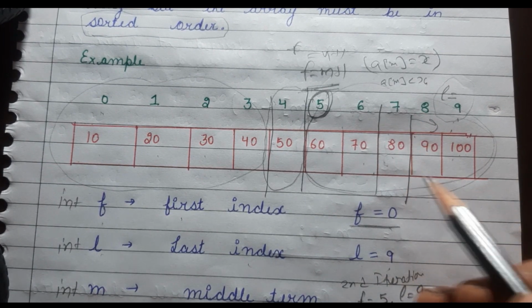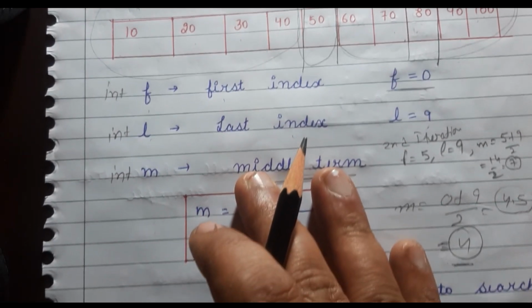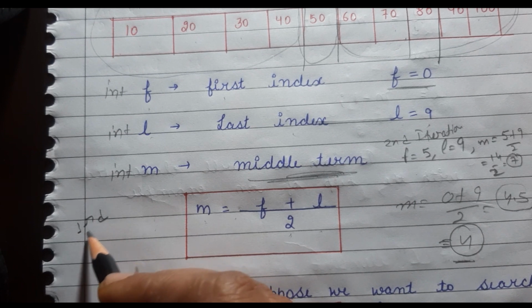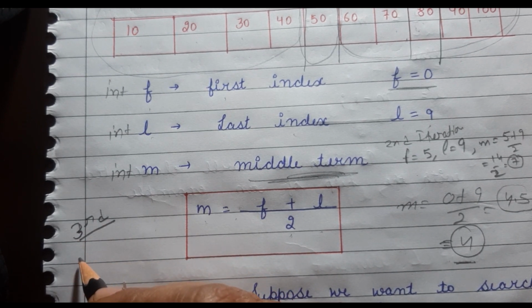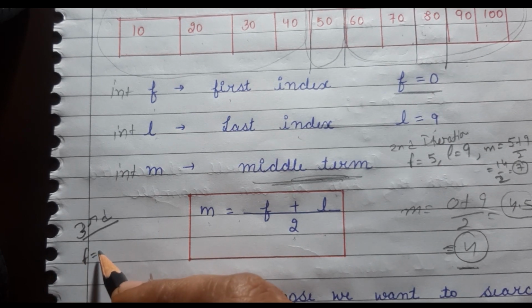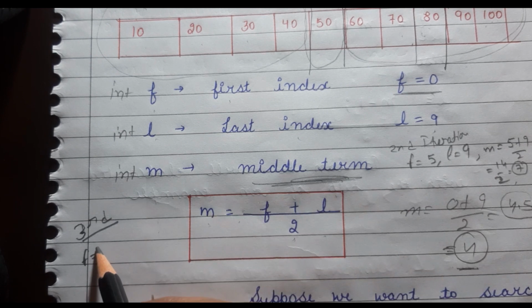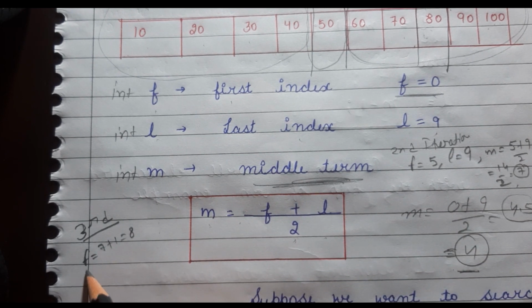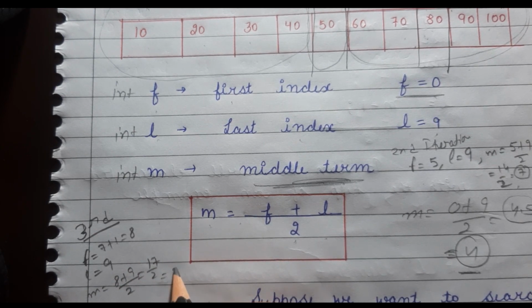Now in the third iteration, f becomes m plus 1. What is the value of m? In the last iteration m has the value 7, so f becomes 7 plus 1, which is 8. L is 9 and is not updated. Now m is equal to 8 plus 9 divided by 2. 8 plus 9 is 17, and 17 divided by 2 is 8.